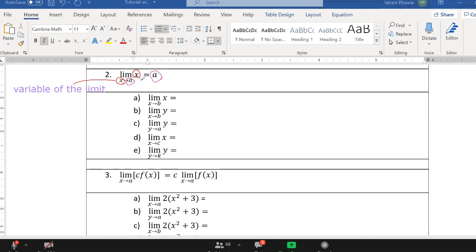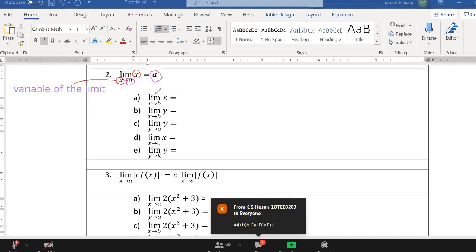Since x is approaching a and you have to find the limit of x, the answer should be the approaching value, which is a, right? So likewise, try to find the answers for these questions, this part A, B, C, D, like that.